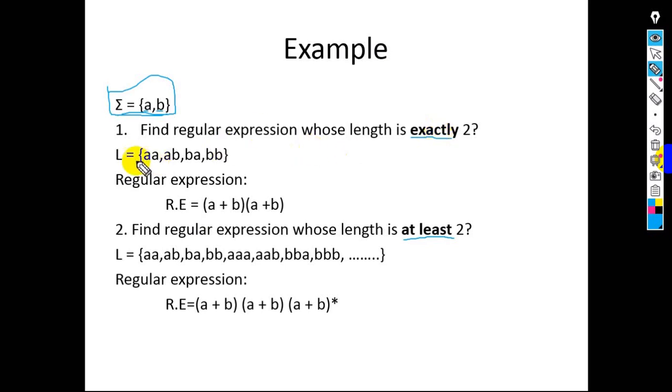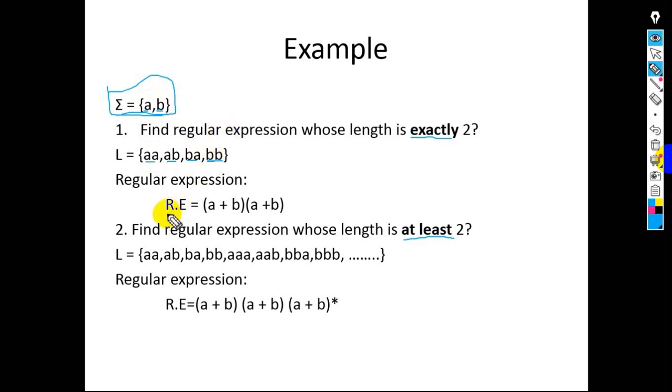So what does exactly mean? It means that L is equal to {AA, AB, BA, BB}. So here the length of each string is exactly 2. First we take AA, then AB, then BA, and at the last BB. So this is the language representation, and this is the descriptive form of a language definition.